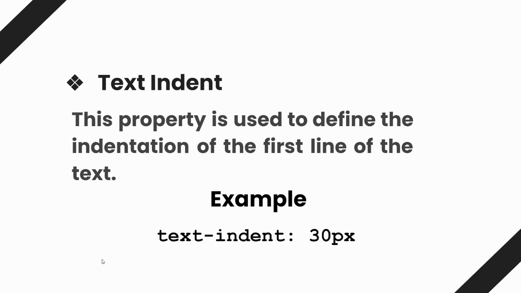So for this example, we have the text indent to be 30 pixels. What this would actually do is that if we have a p tag rendered on the web browser, it's going to add 30 pixels to the default indentation of that particular element. So this is basically going to create 30 pixels worth of space from the left hand side of the screen where the text starts from.